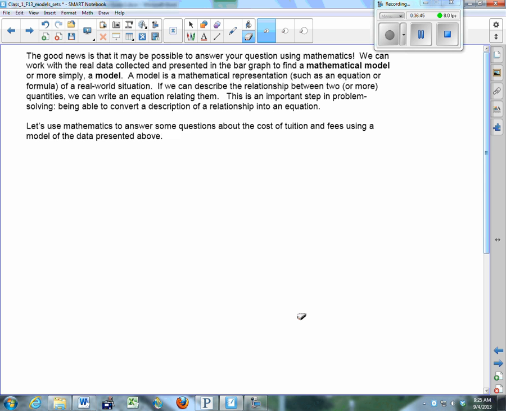Describe equations related. This is an important step in problem solving, being able to convert the description of a relationship.